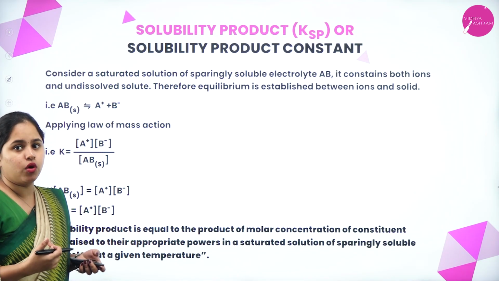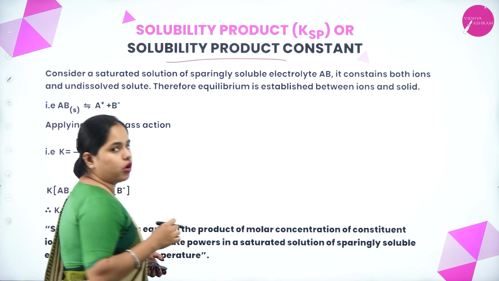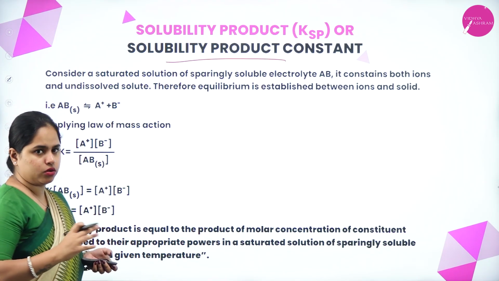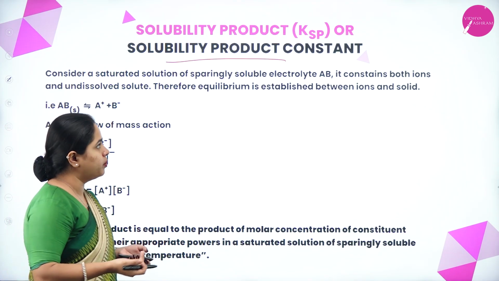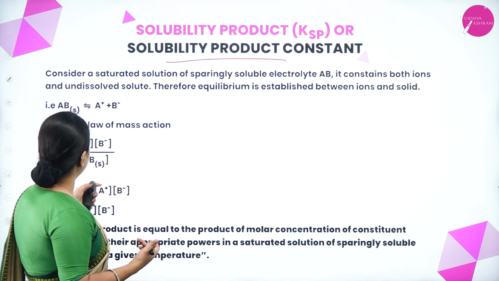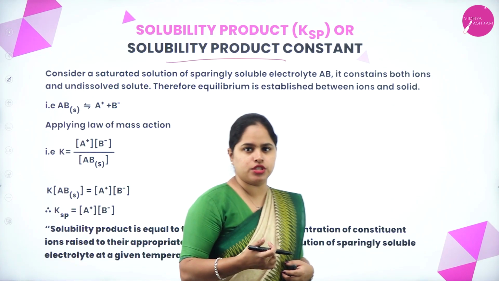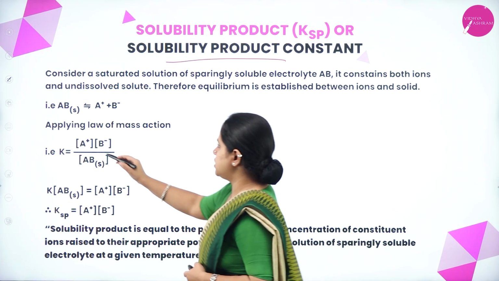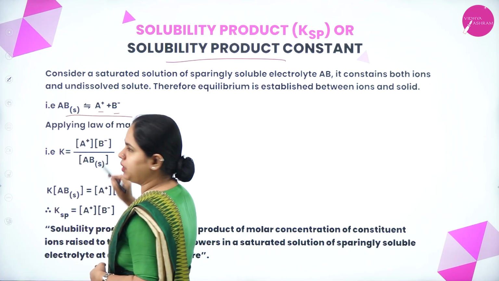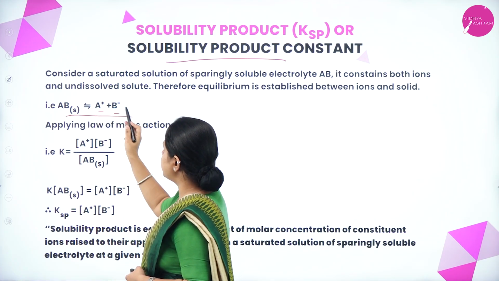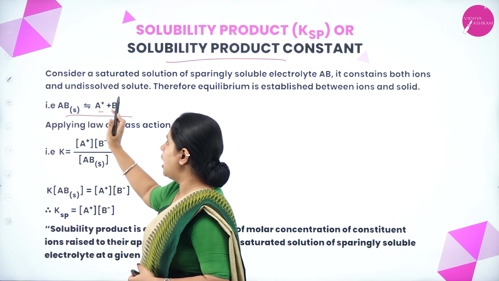Now moving on to the next one, what is KSP? That is the solubility product, also called the solubility product constant. We are going to see what it is and how to calculate it. Consider a saturated solution of again a sparingly soluble electrolyte AB. It contains both ions and undissolved solute. Therefore, equilibrium is established between ions and solid. This undissolved electrolyte dissociates into A plus and B minus, and at the same time A plus and B minus combine to form AB.